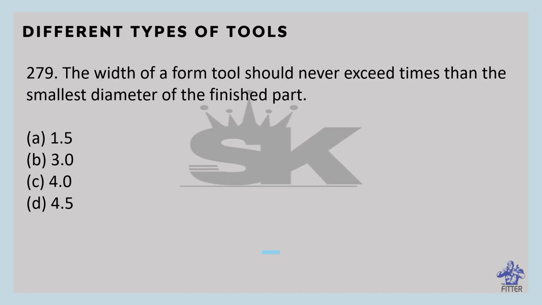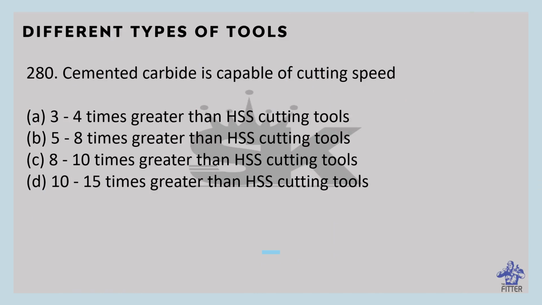The width of a form tool should never exceed 3 times the smallest diameter of the finished part. Cemented carbide is capable of cutting speed, that is option A, 3 to 4 times greater than high speed steel cutting tools.